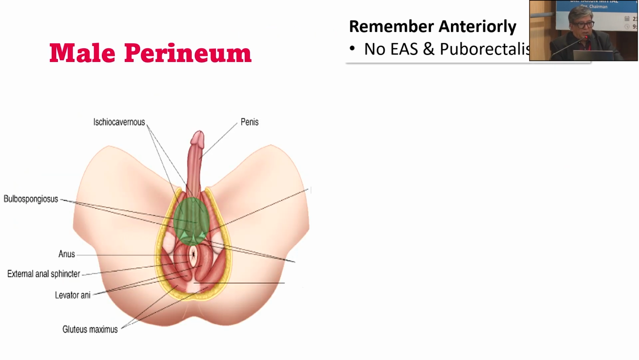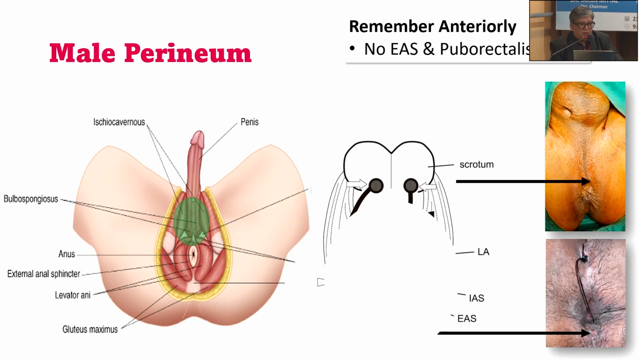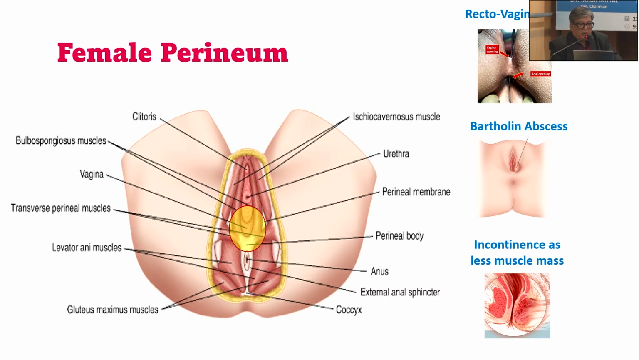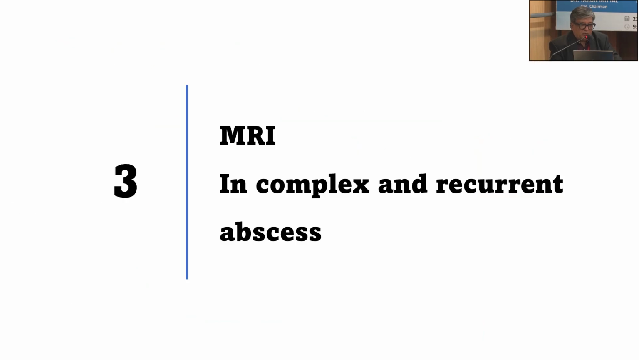So in the male perineum, you have to remember there is no external anal sphincter or puborectalis there. And when you see openings in the scrotum, we presume it's opening at 12 o'clock. Be very careful. Some of them open at 12 and some of them open at 6 o'clock. So you have to have an MRI to know where your internal opening actually is. And in the female perineum, remember, you have retrovaginal fistulas, Bartholin abscess, and incontinence, as there is less muscle mass there, so you have to be more careful.